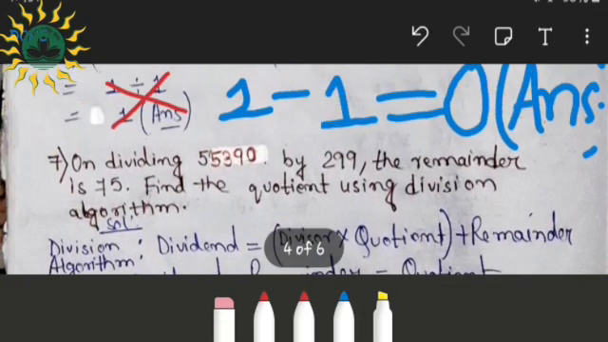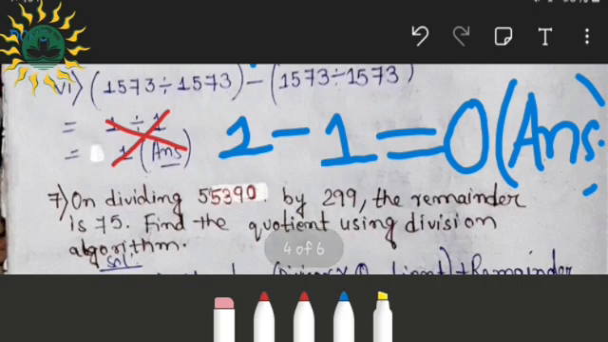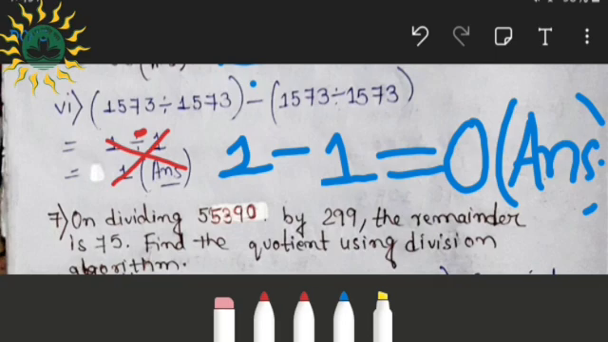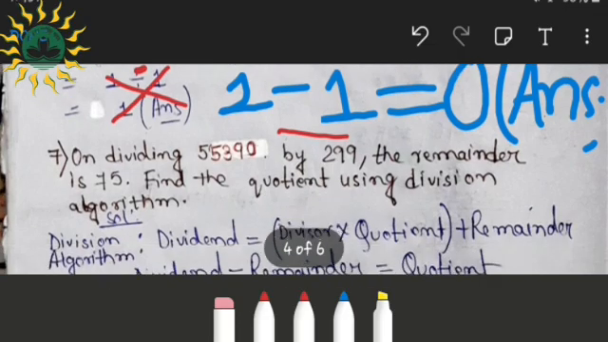Next, kindly change this portion. In the next step I have put a division sign by mistake. This is wrong. This is the correct solution.